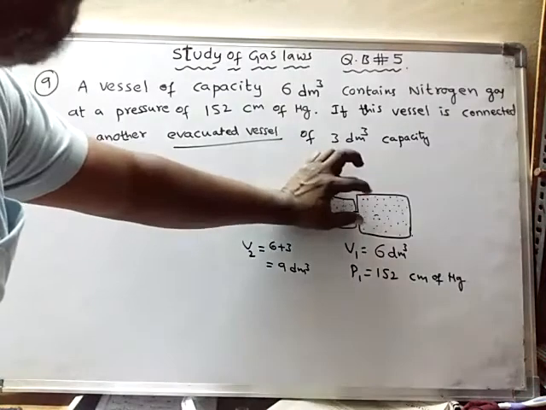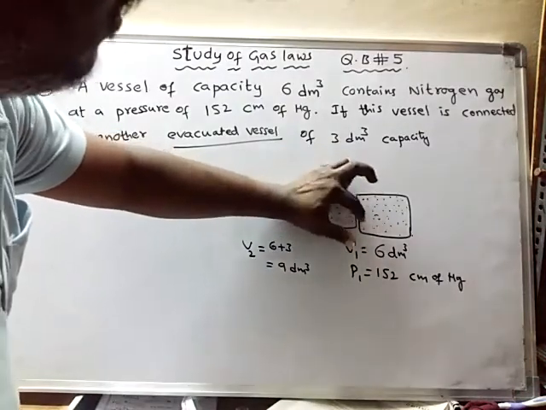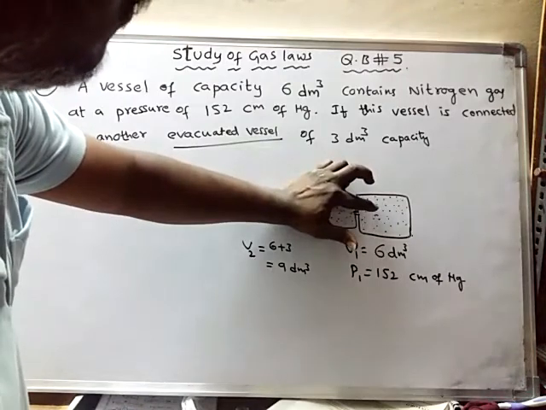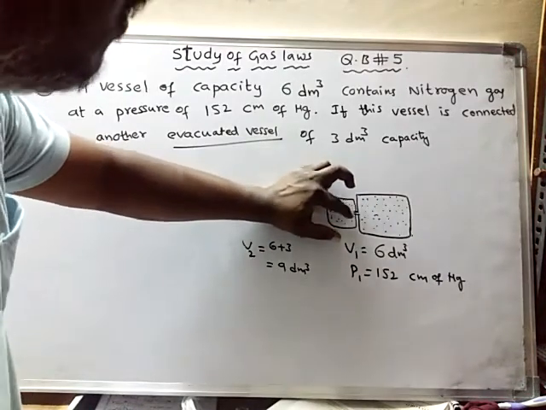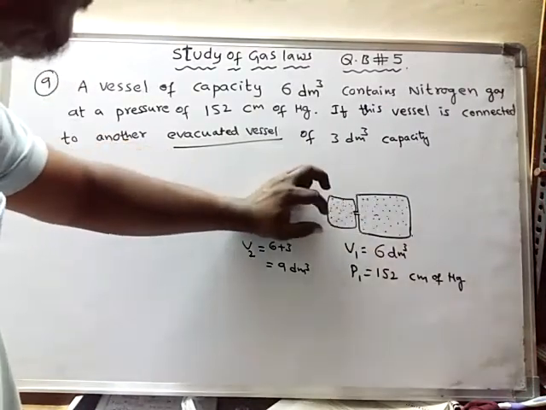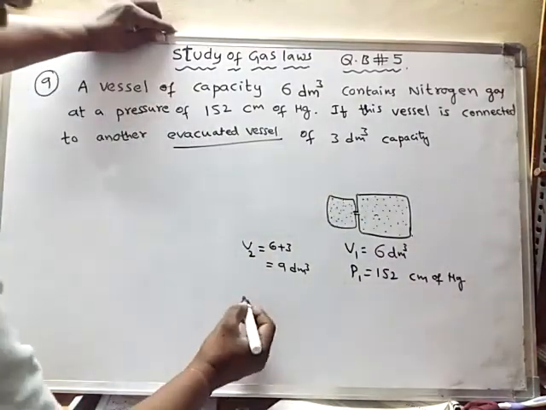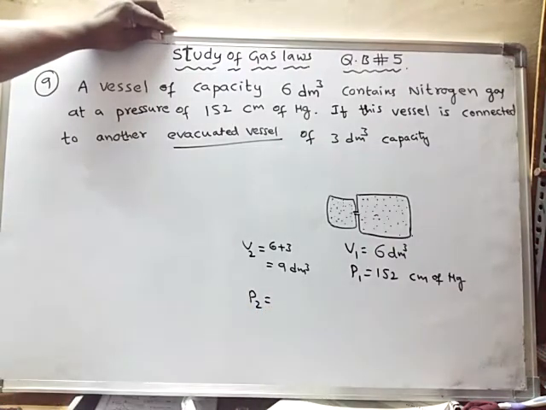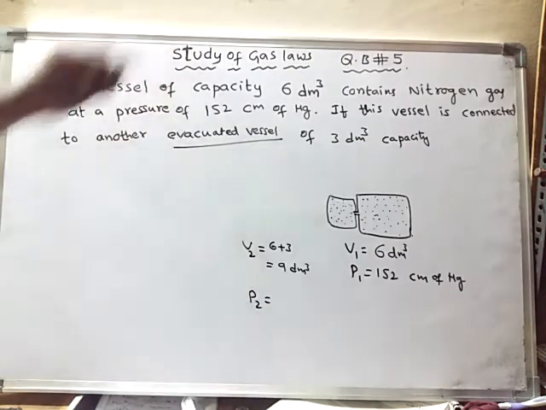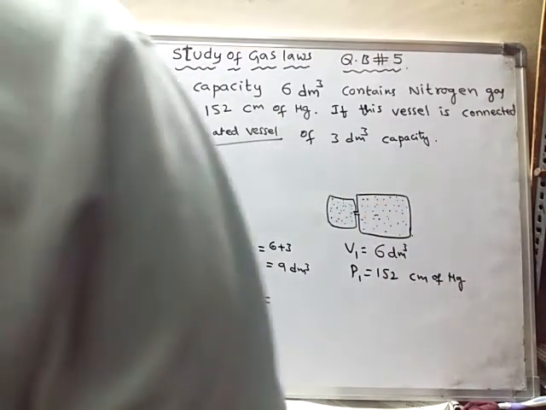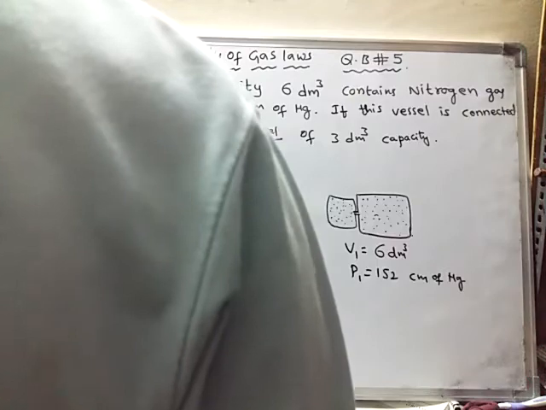So the pressure inside the larger vessel, when it is connected to the smaller vessel, what happened? The pressure will decrease. Automatically the pressure will decrease. So the new pressure, let us assume it as P2. We don't know what that pressure is. So here what should we find? What will be the pressure of nitrogen in both vessels?